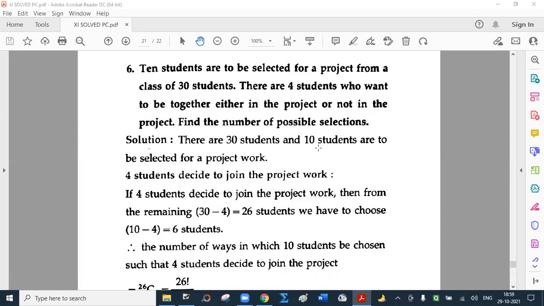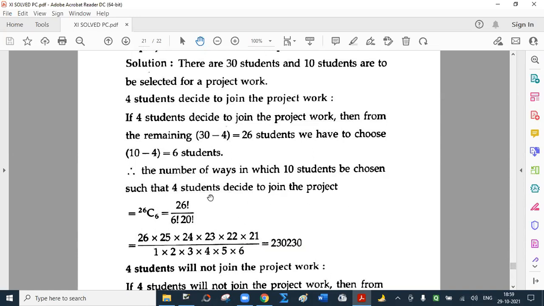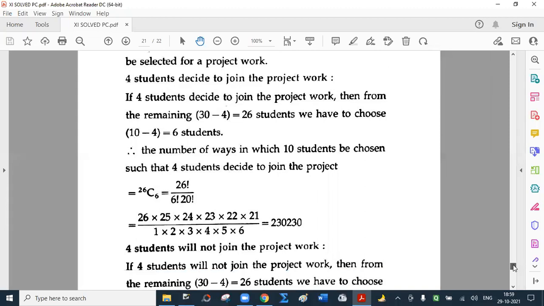Now there are 30 students and 10 students are to be selected for a project work. If 4 students decide to join the project work, then from the remaining 26 students, we have to choose 10 minus 4, that is 6 students. This can be done in how many ways? 26 C6 ways. Actually, in exam, you can keep this as it is, 26 factorial upon 6 factorial into 20 factorial. But here they have found the value.